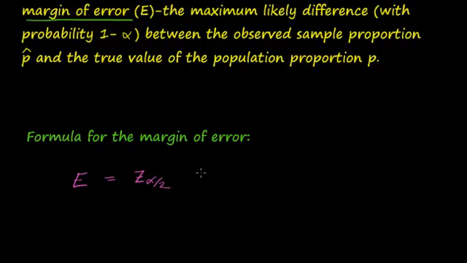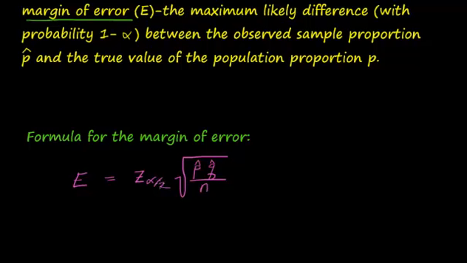We saw that previously. So we multiply our critical value times the square root of our p hat that we calculate through our sample, the sample proportion, times q hat, which is just 1 minus p hat. So once you have p hat, you have q hat, divided by n. And this is all under the square root. And of course, n is your sample size. So you would know your sample size from your sample.